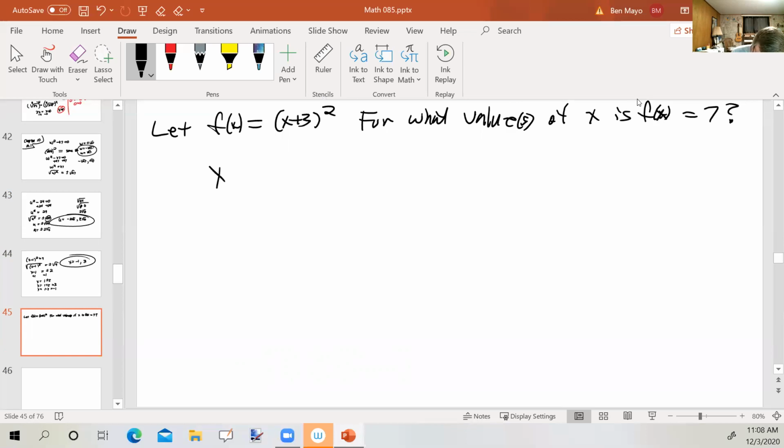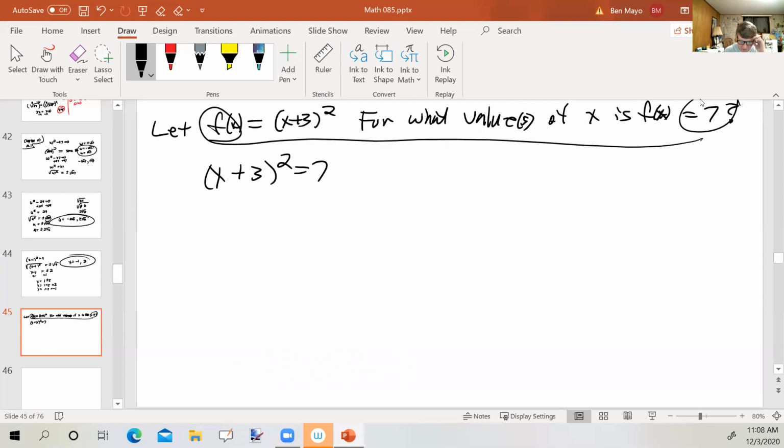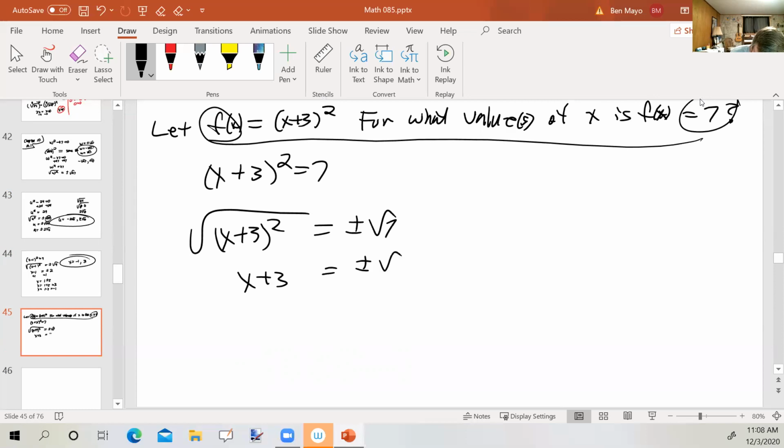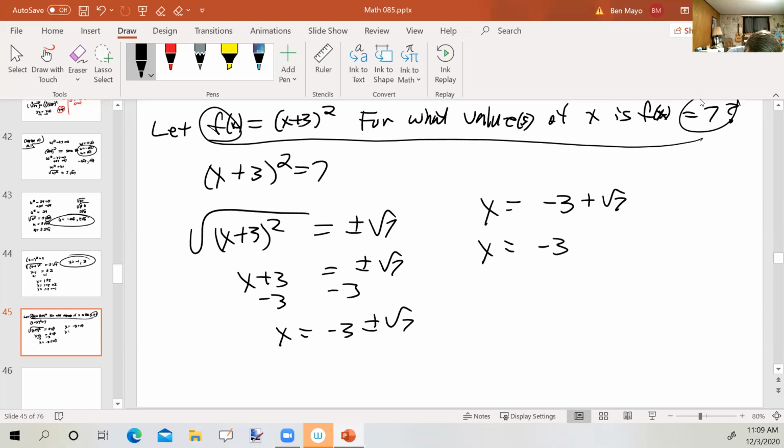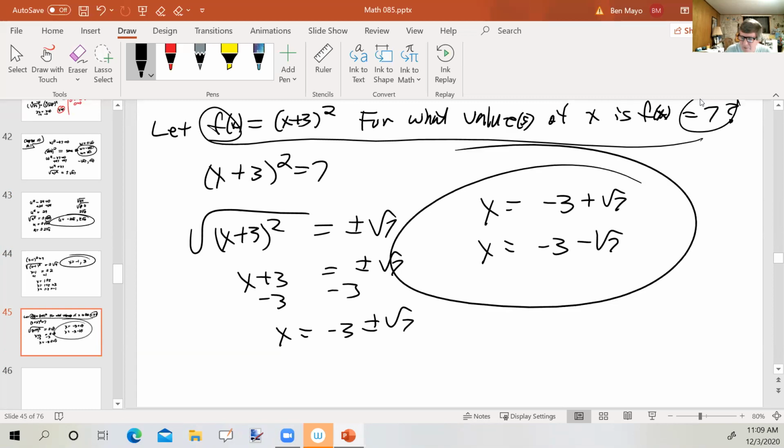So basically what we're looking at is solving that because we're making 7 go in the place of f of x. That's good to go. We'll take the square root of both sides. X plus 3 equals plus or minus the square root of 7. Subtract 3 from both sides. X equals negative 3 plus or minus the square root of 7. So x is negative 3 plus the square root of 7. X is negative 3 minus the square root of 7. So there's your two solutions to that problem.